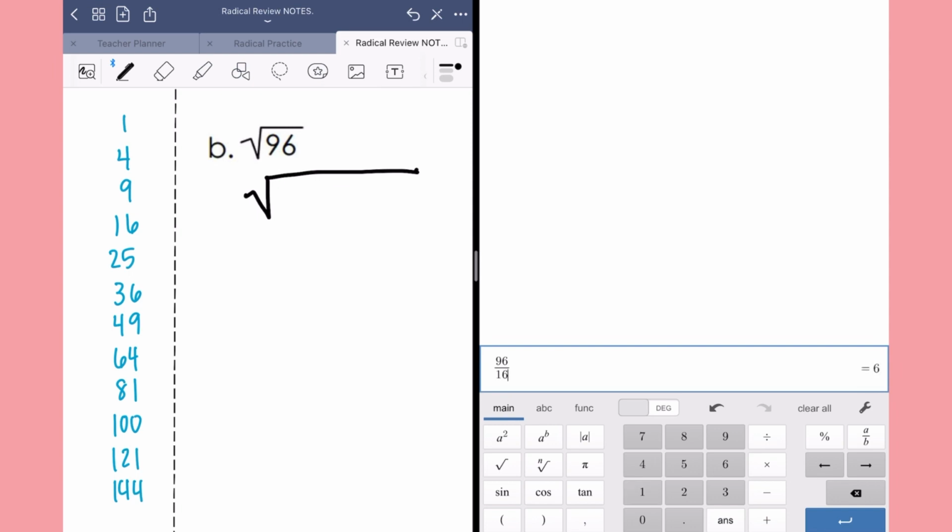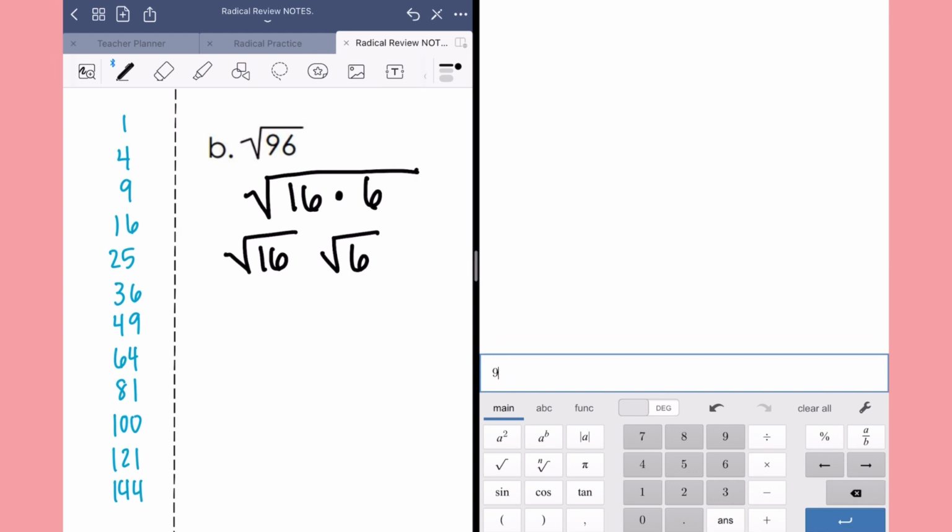16. 16 worked. So now I come here and I write 16 times 6. 16 times 6 worked. And so now I can separate those and simplify the 16. And also, if you don't have your square roots memorized, that's also okay. Just go to your calculator. What is the square root of 16? 4 times the square root of 6. And that is it for those.